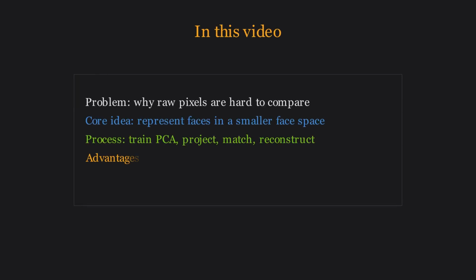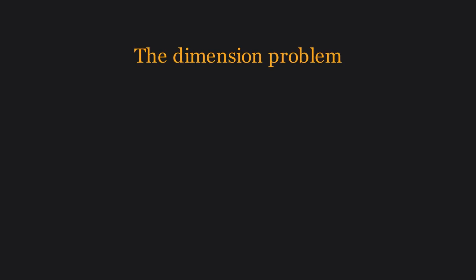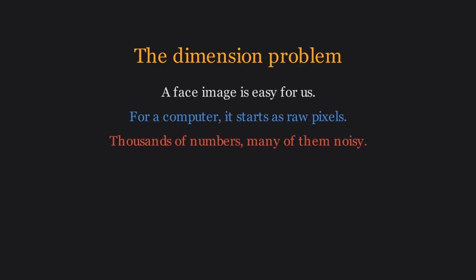To answer that, we will make 5 things explicit: the problem, the core idea, the processing pipeline, the advantages, and the limitations. Before we get to eigenfaces, let's name the problem. A face image feels simple to us. But to a computer, it begins as raw pixels, thousands of brightness values, lined up with no meaning attached.